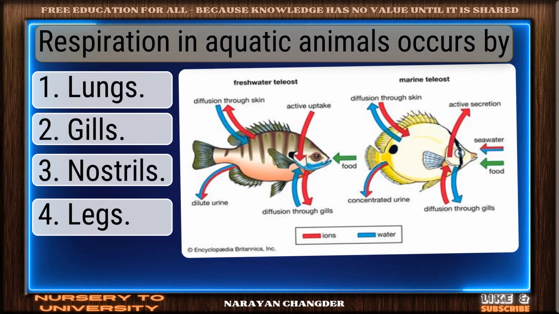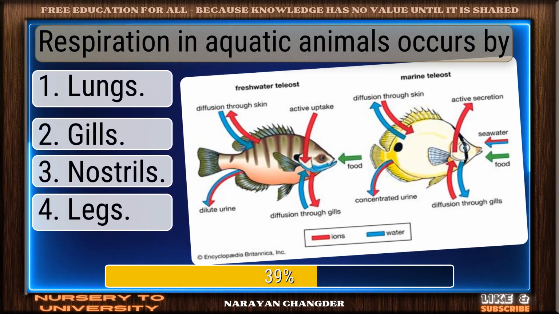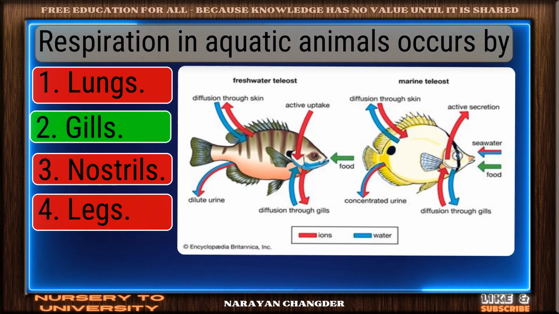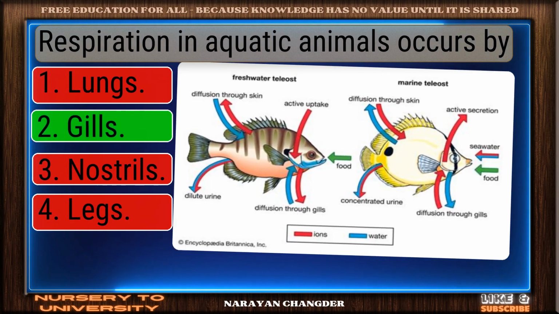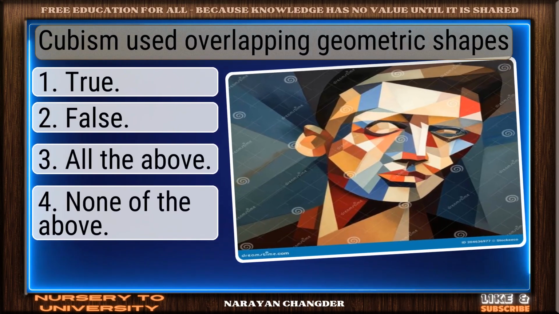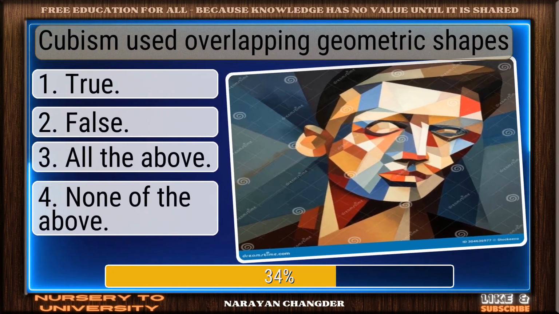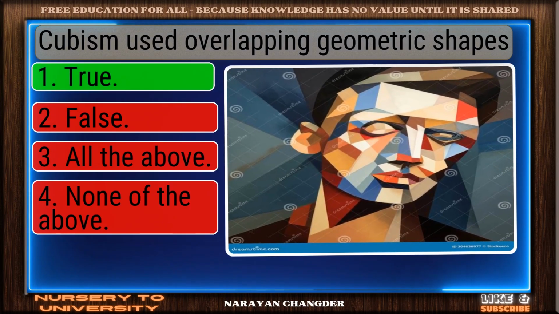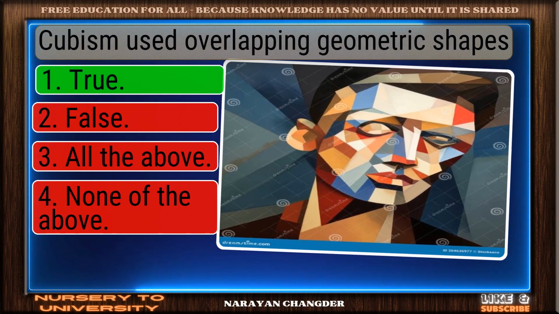Respiration in aquatic animals occurs by dash. Clear logic. Your choice, skills, is sound and 100% true. Cubism used overlapping geometric shapes. Nice work. You chose true, and it is correct.